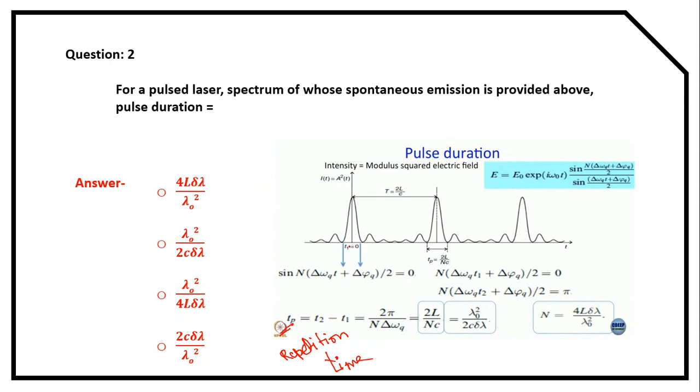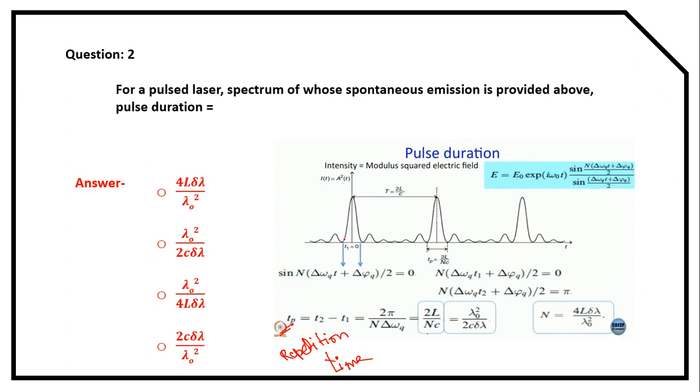Repetition time for the pulse. Suppose this pulse repeats itself in every 10 nanoseconds, and therefore the Tp is the pulse width, which depends on the number of modes also.